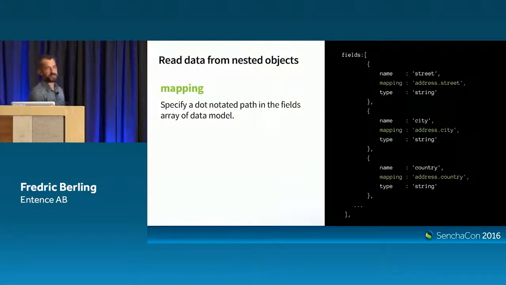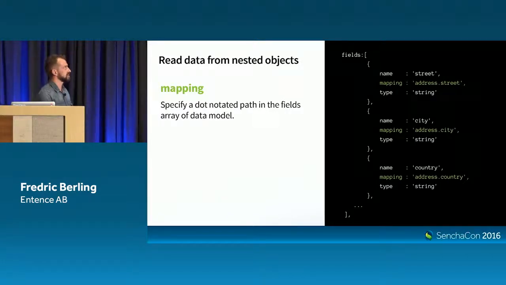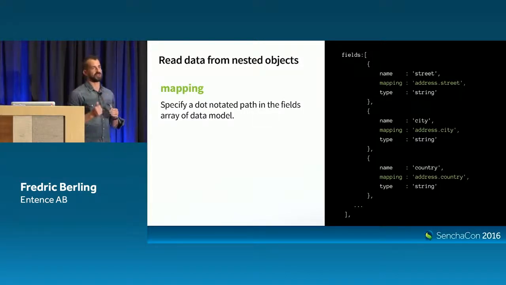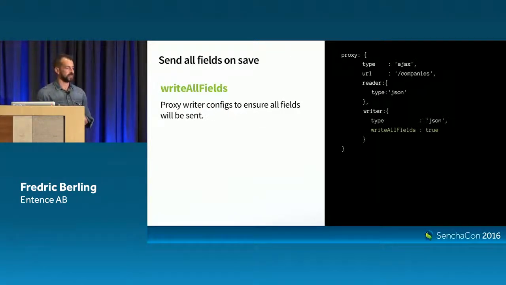Now the fun part. Read data from a nested object. Remember the address was an object which had the street, city, and country. Luckily, we have the mapping config on the fields array. So now we need to add the fields array. We name the fields and also the new config mapping. Address.street is flattened out to the data model, to the word street. We do that for all the fields that are in that object. And then we should send all fields on save.